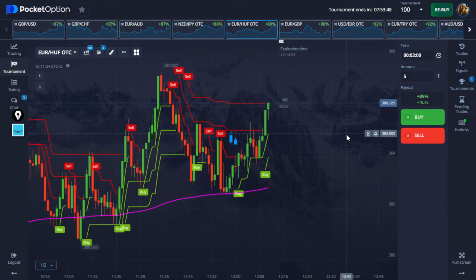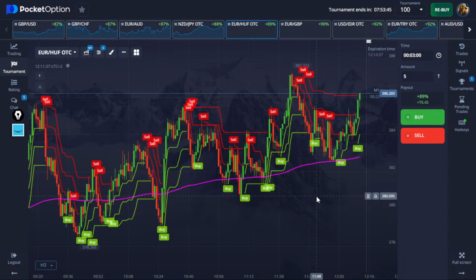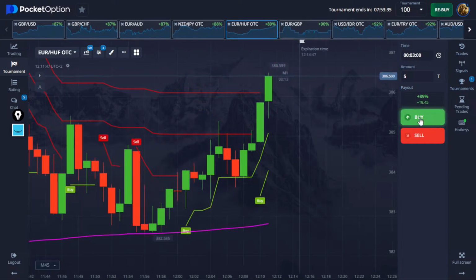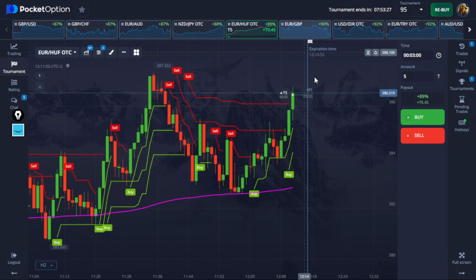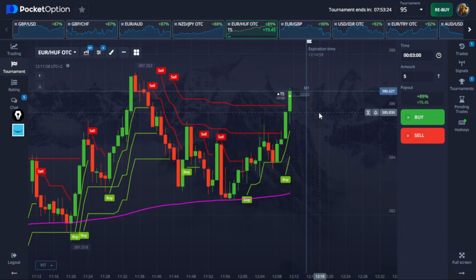This is very risky. See? Very risky, jumping up and down. However, I'll take it for educational purposes. This is beautiful. I'll take it for a buy here, 3 minutes. So we have our first trade locked in.